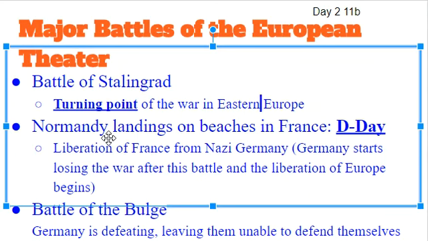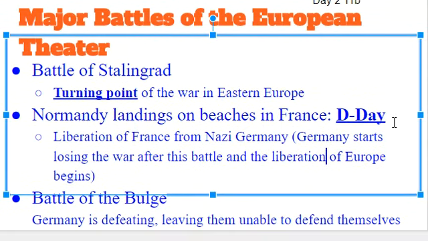The second one is the Normandy landing on beaches in France. So Normandy is a part of France, and it's also known as D-Day, but that's when we invade France through the beaches in Normandy. Germany had already won against France. They took over France, so the United States, we came in and kicked Germany out. And this is the liberation of France from Nazi Germany. So Germany starts losing the war after this battle, and the liberation of Europe begins. And liberation, that just means like freedom. So people in Europe that were defeated by the Nazis, which is the Germans, they are now free because the United States and England, we came in and we kicked Germany out.